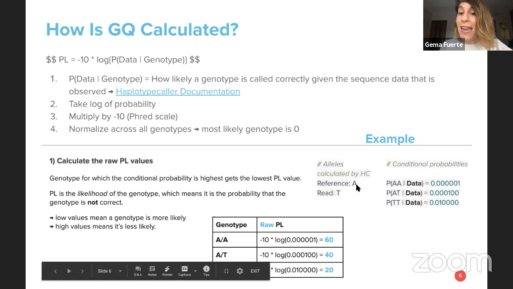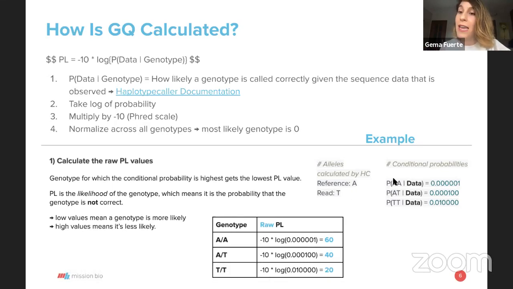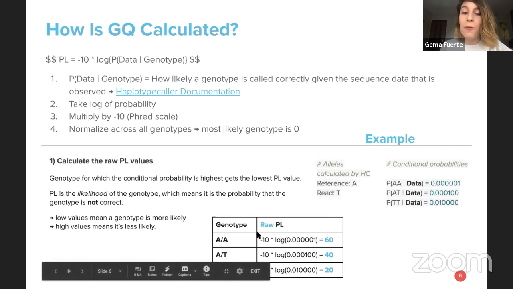So for these A and T, there are three different genotypes possible, right? You are homozygous AA, heterozygous AT, and homozygous TT. So you calculate the raw PL for these three genotypes. So minus 10 log of these conditional probabilities, you get 60, 40, and 20.